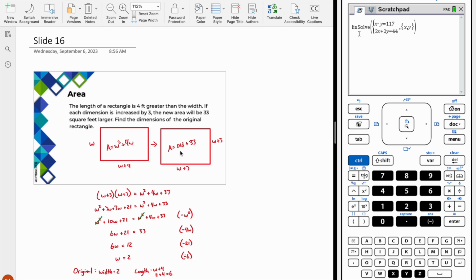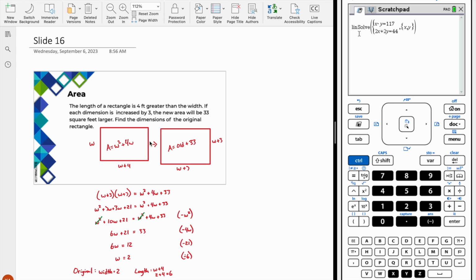Our area for the first would be width times width plus 4. Now in the case for our new rectangle, we have the area is equal to the old area plus 33.